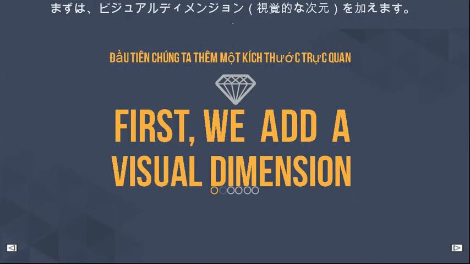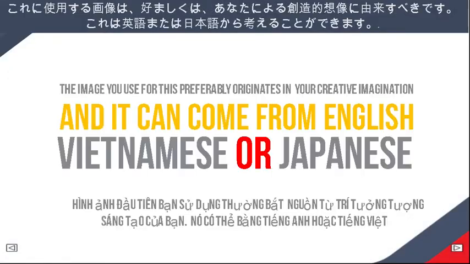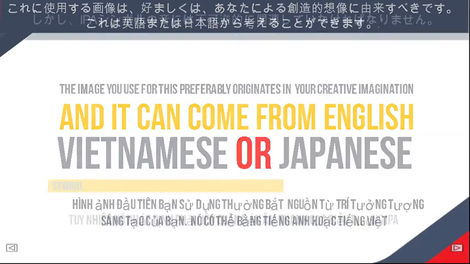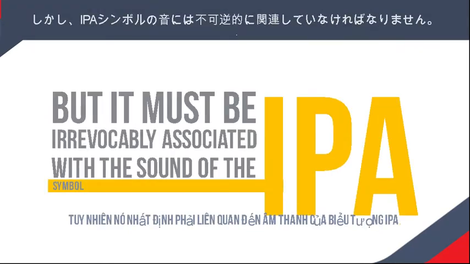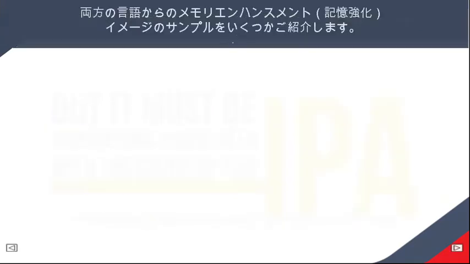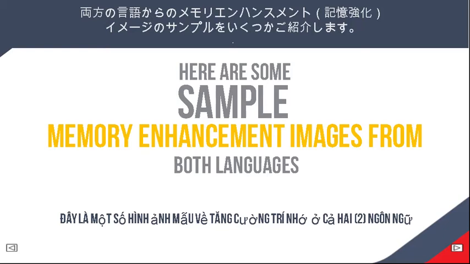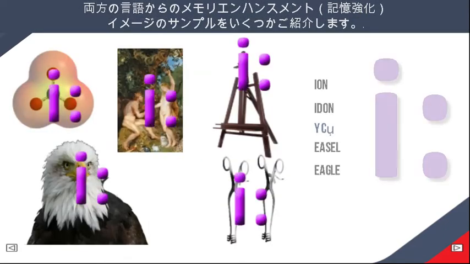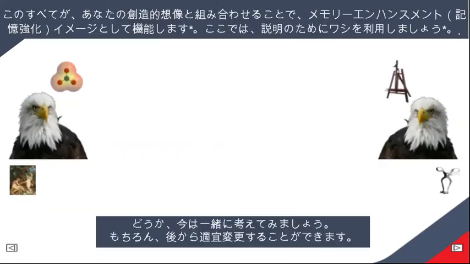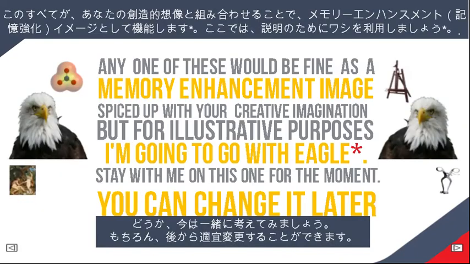First, we add a visual dimension. The image you use for this preferably originates in your creative imagination, and it can come from English, Vietnamese, or Japanese. However, it must be irrevocably associated with the sound of the IPA symbol. Here are some sample memory enhancement images from both languages. Each one of these, spiced up with your creative imagination, would be fine as a memory enhancement image.